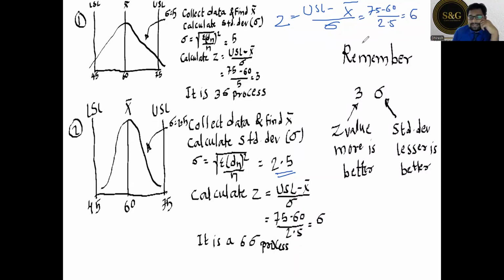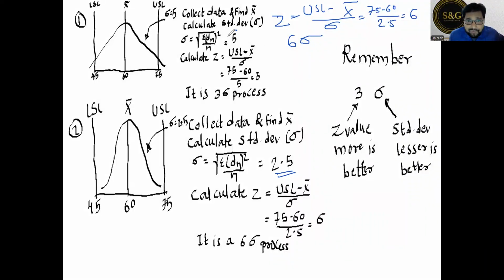Is 6. How many of you got this? When my Z score is 6, that is my 6 sigma process. Now look at this. Try to understand this. Now focus here. Something important concept.